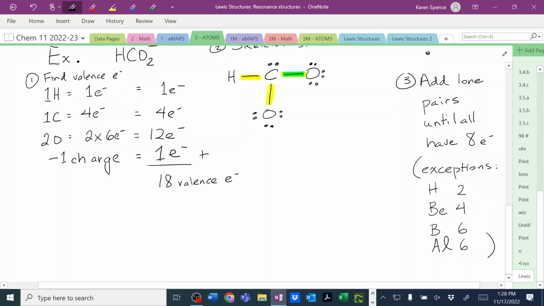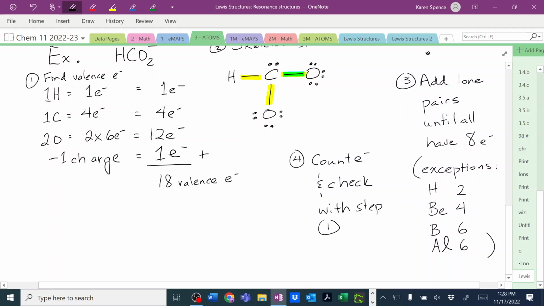All right, and we do the same thing with our bottom oxygen as well. What do we do after we've added all our lone pairs? Count the electrons and check with which step? 1. So we're going to count our electrons.